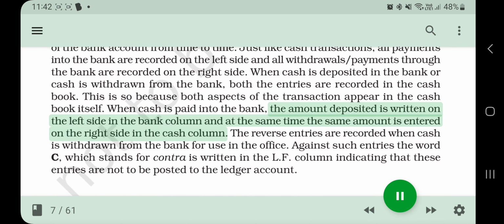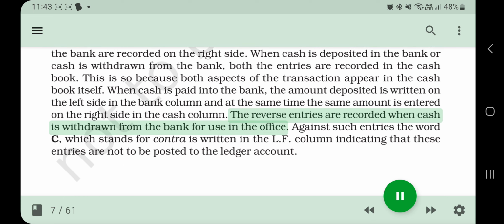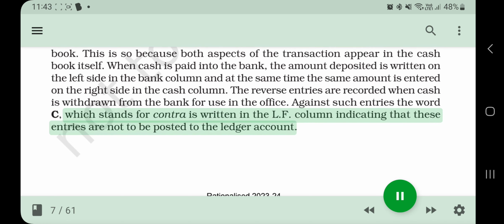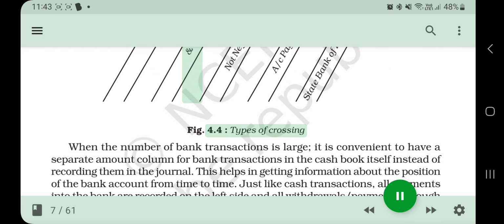When cash is paid into the bank, the amount deposited is written on the left side in the bank column and at the same time the same amount is entered on the right side in the cash column. The reverse entries are recorded when cash is withdrawn from the bank for use in the office. Against such entries the word C, which stands for contra, is written in the LF column indicating that these entries are not to be posted to the ledger account. Fig. 4.4 Types of crossing. Not negotiable, A/C payee only, State Bank of India, New Delhi.